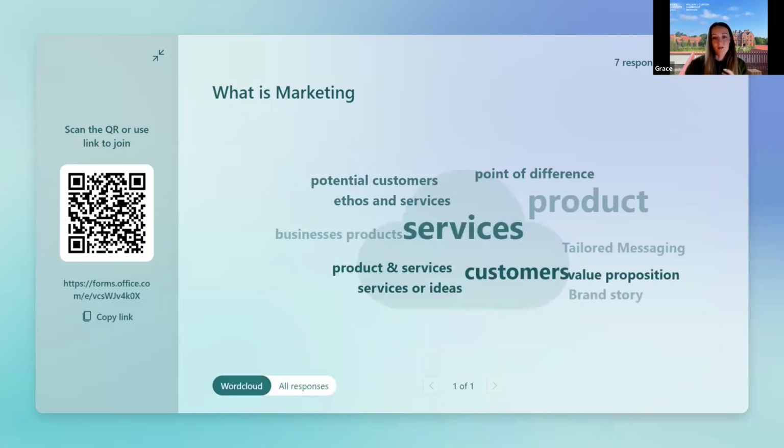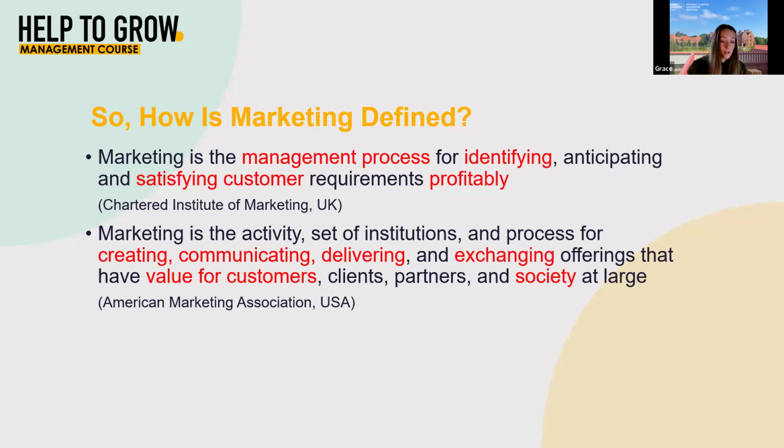But what I'd like to do now is compare our ideas and our conceptualization of marketing with more formalized definitions. So here we have two definitions. One from the Chartered Institute of Marketing, first of all, and they define marketing as the management process for identifying, anticipating, and satisfying customer requirements profitably. Then the American Marketing Association, the AMA, state that it is the activity, set of institutions and processes for creating, communicating, delivering, and exchanging offerings that then have value for customers, clients, partners, and society at large.